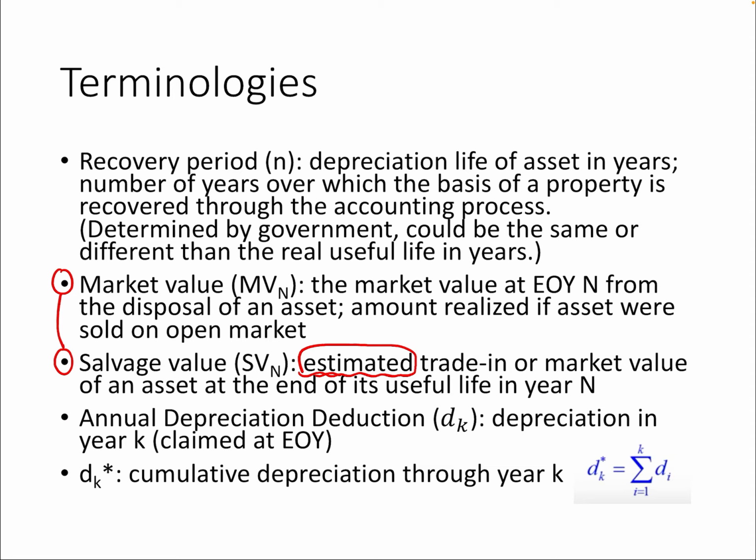And annual depreciation deduction DK, it is the depreciation in year K, or the end of year K. It's written as DK. And the DK star, that's the cumulative depreciation through year K. So DK star is the sum of DK from year 1 to year K. So it is D1 plus D2 plus dot dot dot plus DK. That's your DK star. It's a cumulative. It's the sum, okay?